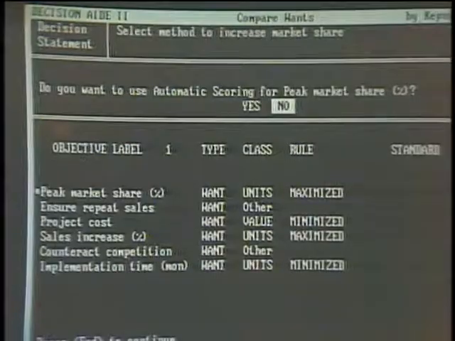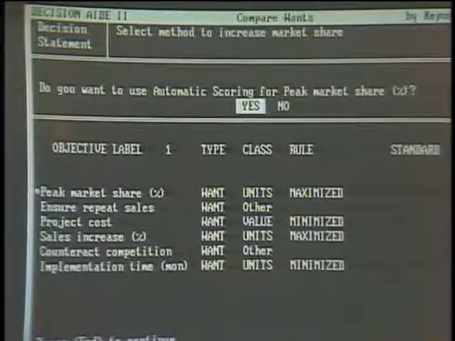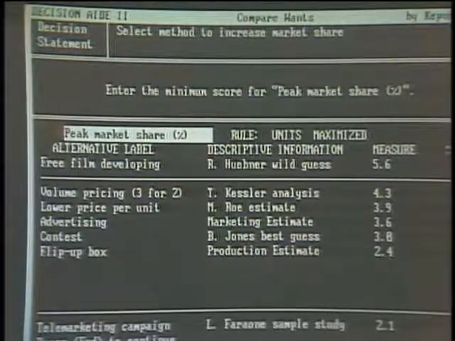After we've completed that, the next step would be to move over here to compare the wants. What we do in comparing the wants is to establish a numeric value to what we've already established as a relative value. Now we take each of the alternatives and screen it against these want objectives to find out just how well it meets them. Okay, we've completed that.